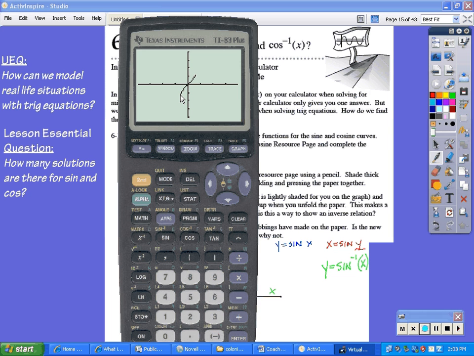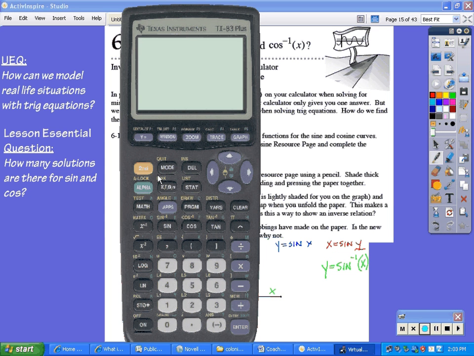Okay, well, let's clear that out and go into our general home screen. We want to go second, draw. We want to scroll down and select draw inverse. And you can do this for any inverse, not just sine. Type in sine of x, close your parenthesis and hit enter. And what you will see is that whole graph appear.